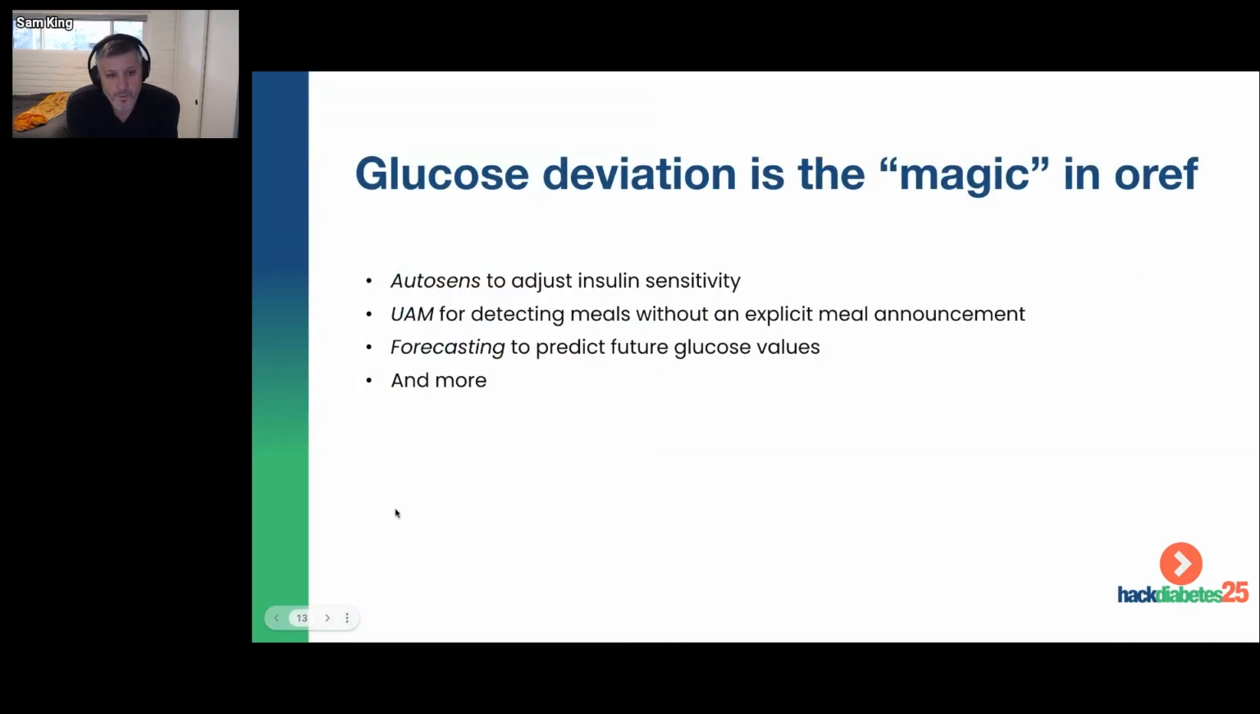And so this kind of basic observation is used in a bunch of different algorithms that are part of the overall algorithm system. There's an algorithm called AutoSense, which will adjust insulin sensitivity, another algorithm called UAM, which is for unannounced meals. It will be used for forecasting future glucose values and so on.